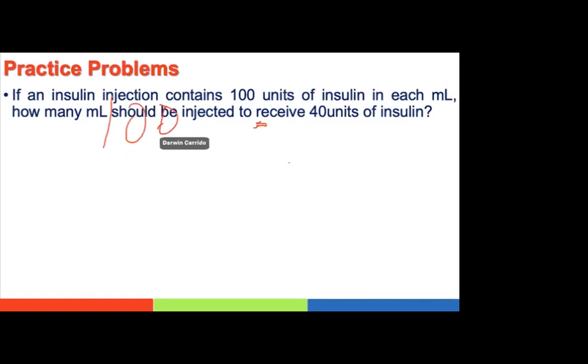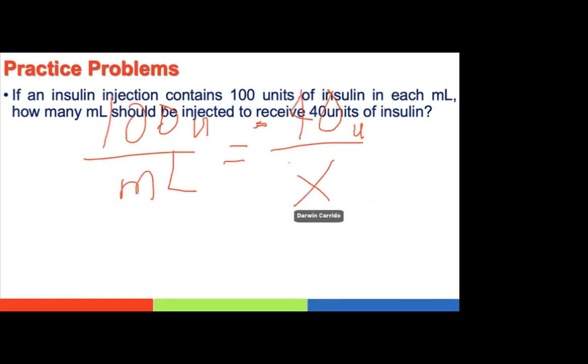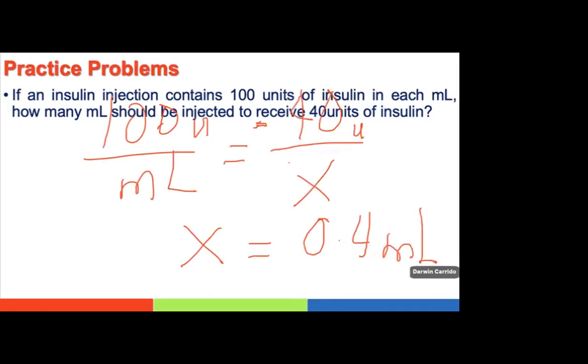So 100 units divided by ml, the unit of insulin is U, is equal to 40 units over X. And solve for X. The answer is 0.4 ml. It makes sense again, right? Because only 40 units are needed, and it is 100 units per ml. So basically, your answer should be lower than 1 ml. Okay?